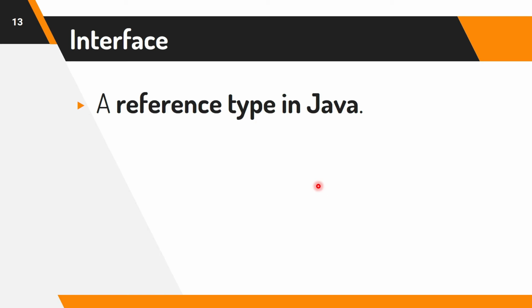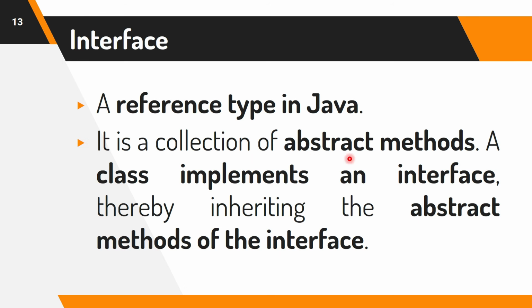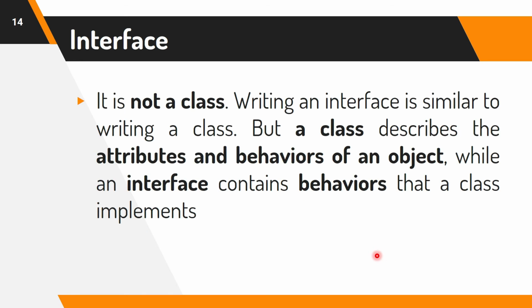Next, let's proceed with interface. So, interface is a reference type in Java. It is a collection of abstract methods. A class implements an interface, thereby inheriting the abstract methods of the interface. Interface is not a class. Writing an interface is similar to writing a class.